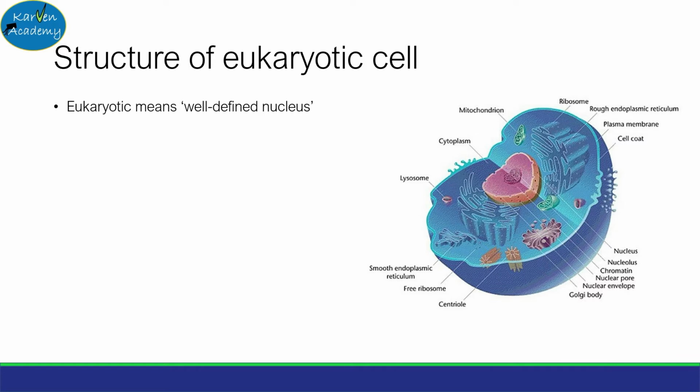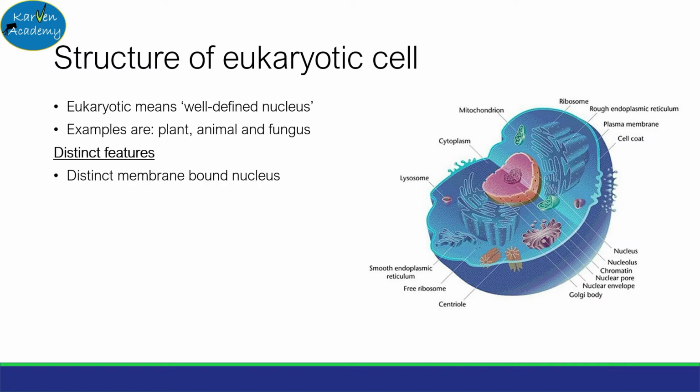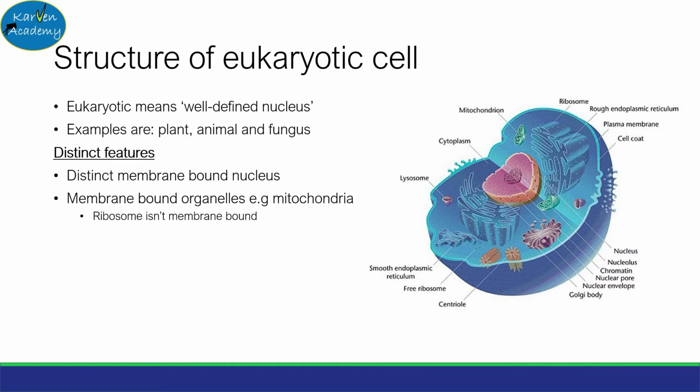The word eukaryotic means well-defined nucleus, and thankfully the name makes sense. Examples of eukaryotic cells are plant, animal, and fungi. Distinct features of eukaryotic cells are a distinct membrane-bound nucleus and membrane-bound organelles, i.e. organelles, like the cells, have a phospholipid membrane. However, do note that ribosomes are the only organelle that have no membrane, hence why they're present in bacteria.